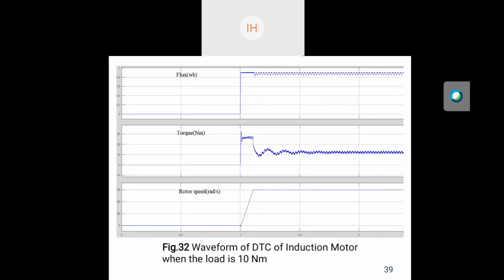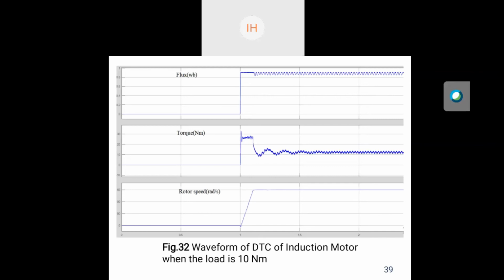So here we have taken another reference value where the torque value is 10 Newton meter, rotor speed is 150 radian per second, and flux is 0.9. So here also we got the value of flux, torque, and rotor speed nearly equal to the reference value that we have taken. In the waveform of torque, we can see that initially there is a high torque, which is greater than 10 Newton meter, nearly equal to 25 Newton meter.